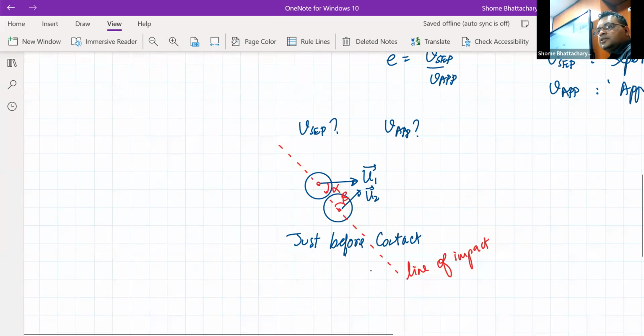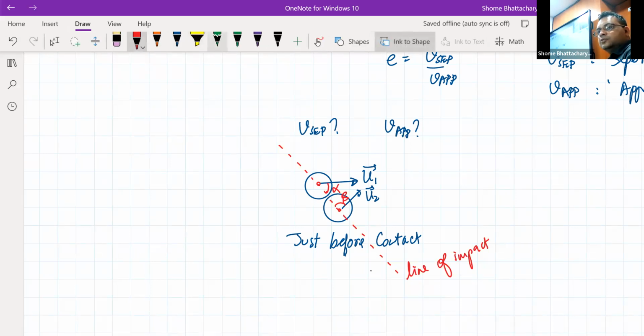In this diagram, can somebody tell me what will be the approach velocity, in terms of the given quantities? It will be the component of the particle m1 towards m2 center. Just once more, think carefully, because see the direction of the second component. So u1's component towards m2 center is how much? It is u1 cos alpha.